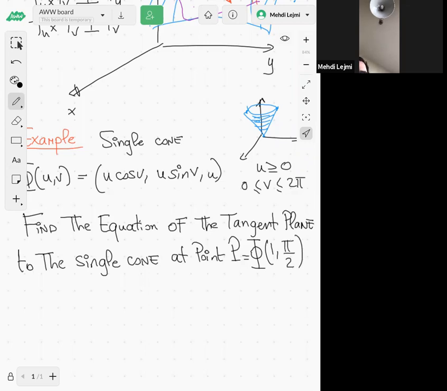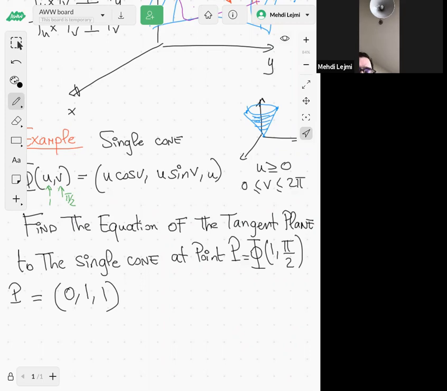So u is 1 here, and v is pi over 2. So if u is 1 and v is pi over 2, then what will be P? Cosine of pi over 2 is 0. Sine of pi over 2 is 1, times 1, that will be 1. And u is 1. So the point P is 0, 1, 1.